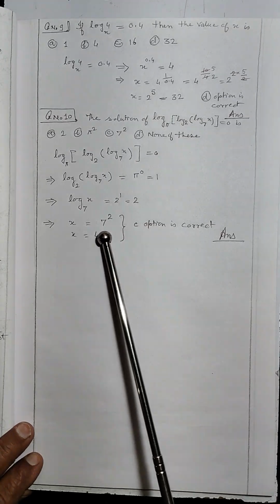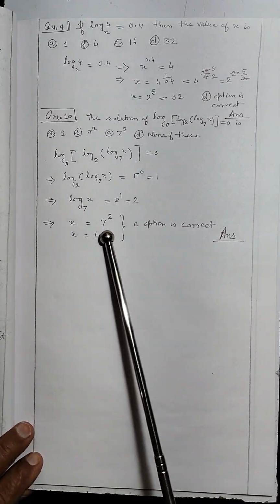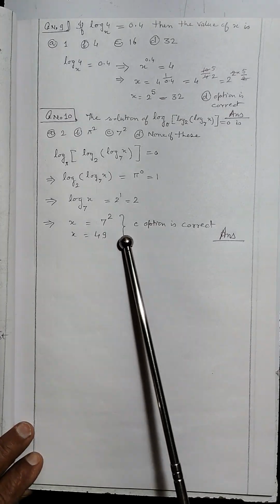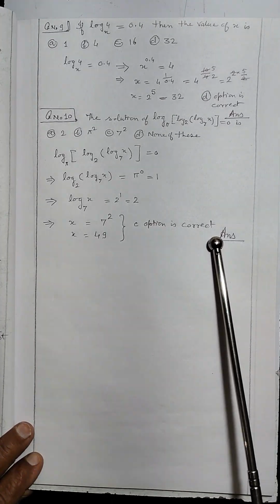So in the options, you see option C, 7 raised to power 2 is given. That is, option C is the correct option. That's all.